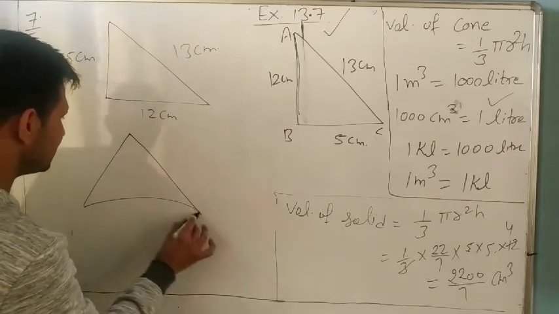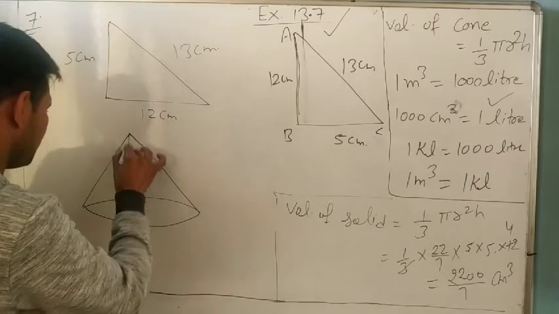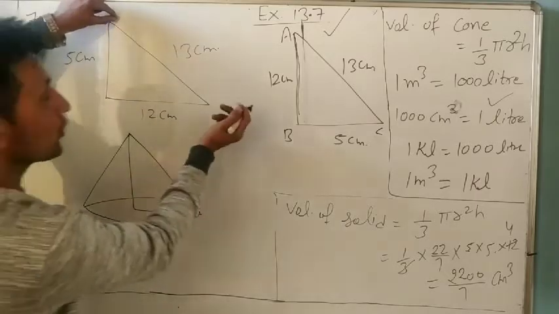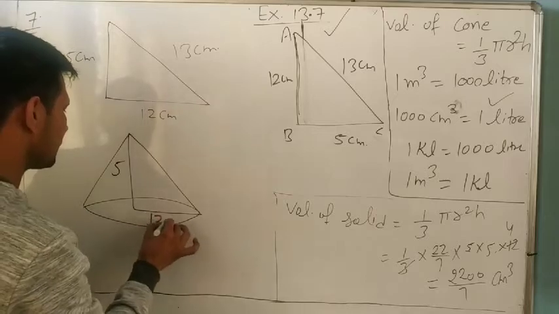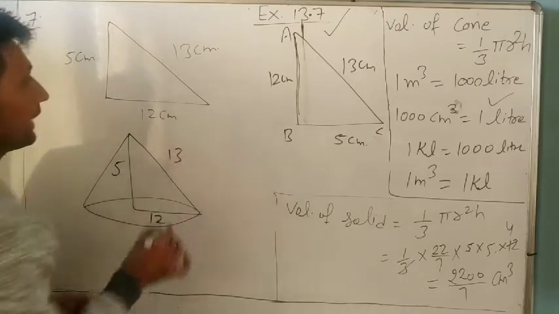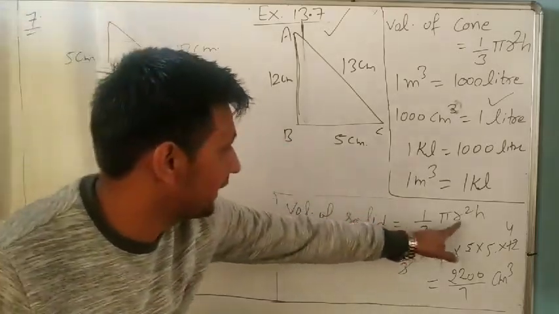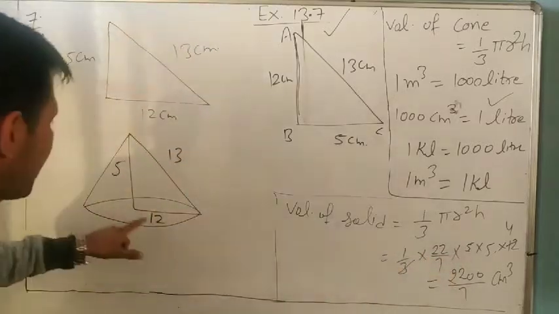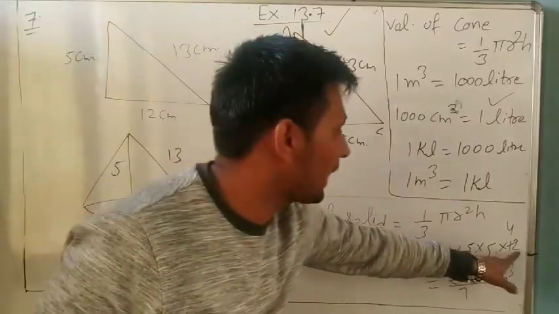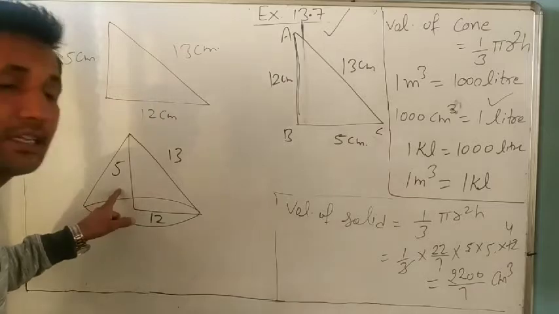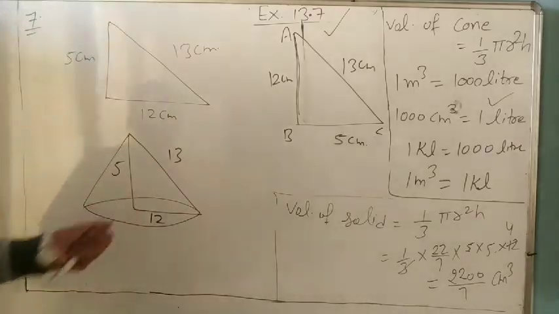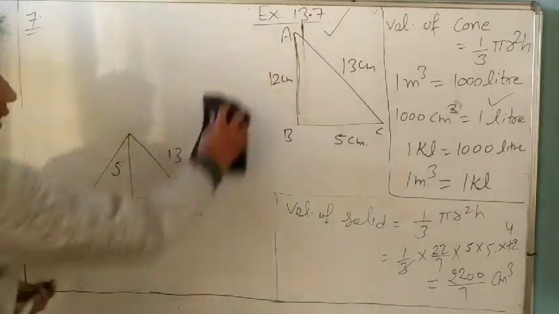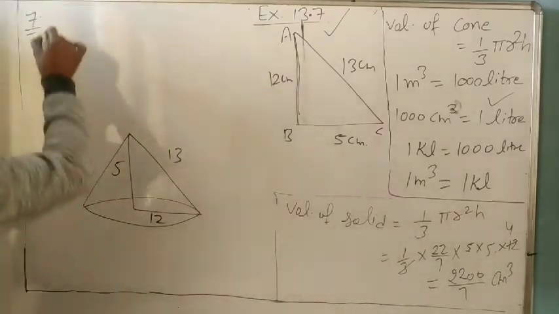Now the radius is different, the height is same. So we will revolve like this one. It becomes 5, it is 12 and now 13. Here the radius in the first question is 5, but here the radius is 12. Here the height is 12, but in the second question the height is 5. So we have to find the volume of this one also. So volume, I think you can find.